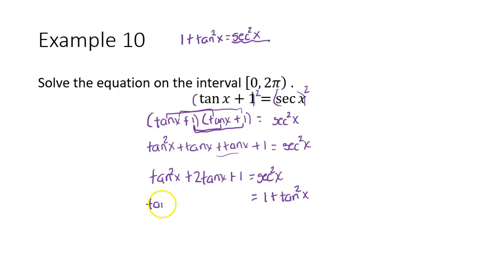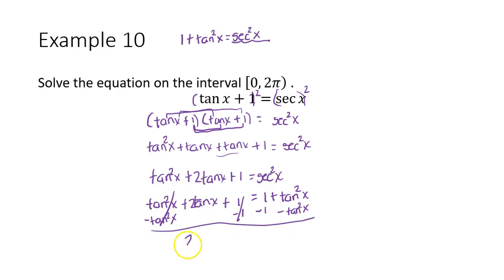Over here we have tangent squared of x plus 2 tangent x, oops, got the t there, plus 1. When we get all our terms on one side, when I subtract the 1 here, they're going to end up canceling out. And when I subtract this tan squared over here, they're going to end up canceling out. And so all that's going to be left is this 2 tangent of x. And on the other side, we have 0.